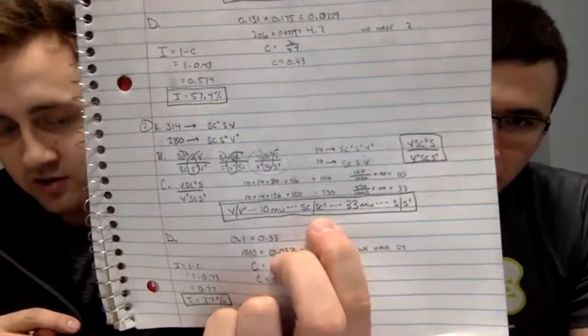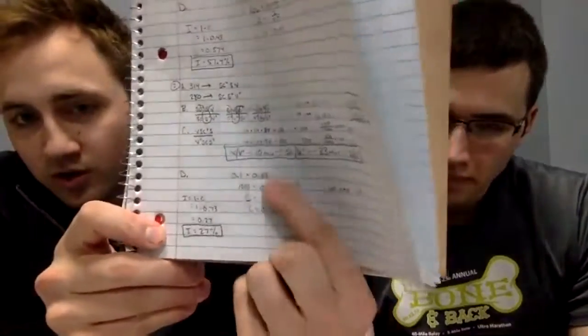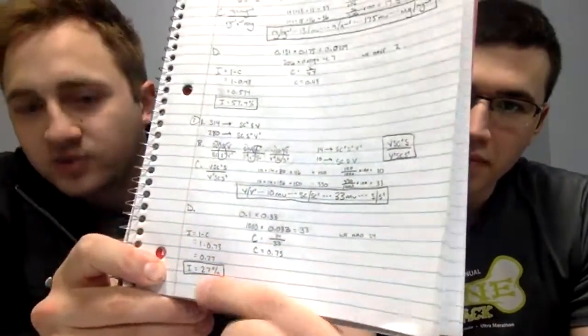For C, we took that, did the crossovers, and found the number of each that we had and put it into that equation right there. This is the map that we drew out. So we knew that the distance between the V and the SC was 10 map units, and the distance between the SC and the S was 33 map units. And then for D, we then took those answers from C, put them into our equations, solved it all out, and found that it was 27%.